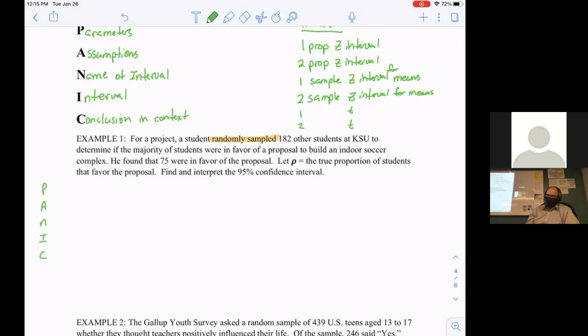Okay. We randomly sampled 182 students. So that means that n is going to be 182 students. To determine if the majority of students were in favor of a proposal to build an indoor soccer complex, he found that 75 favored the proposal. So because it came from a sample, I'm going to have a p hat of 75 divided by 182. And therefore, I am going to know that that p hat is going to be 0.41.